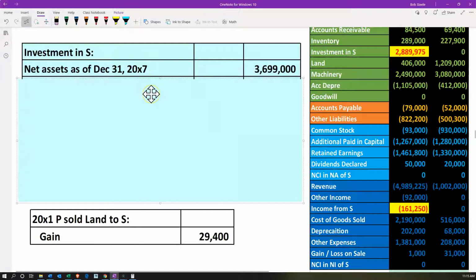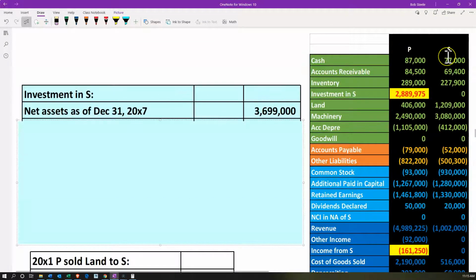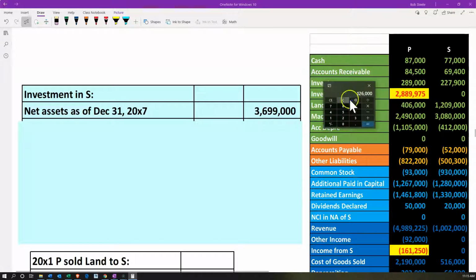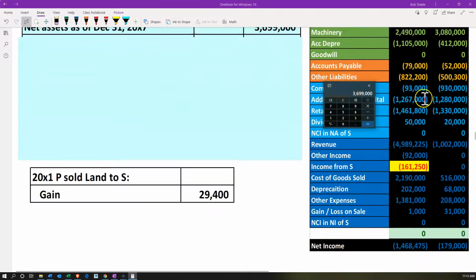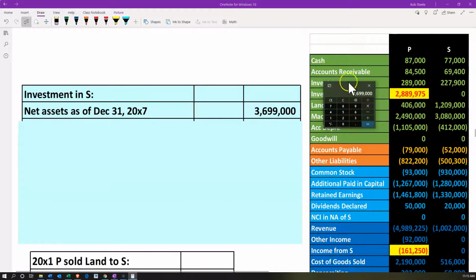So then we have the net assets as of December 31st, 2007. So the net assets you can calculate as the assets minus the liability. So if we're going to take out the trusty calculator once again, let's do this again. 77,000 plus the 69,400 plus the 2,279 plus the 1,209,000 plus the 3,080,000 minus the 4,12,000 minus the 52 minus the 5,003,000, and that's going to be the 3,699,000. You can do the same thing with the equity section. I won't do it here. We did it in that last table we worked on, but that'll be our starting point.